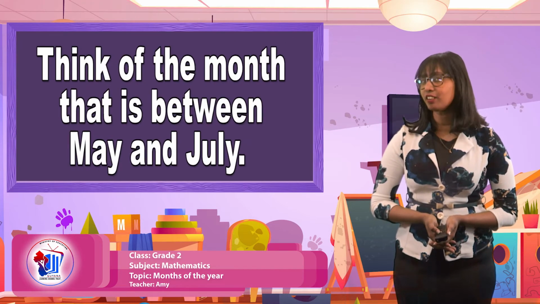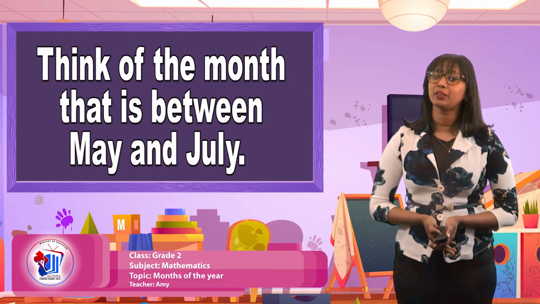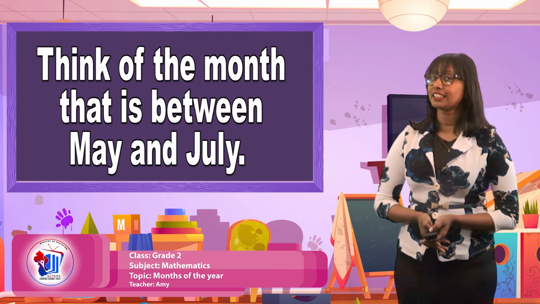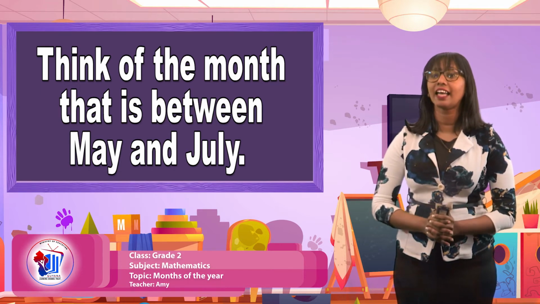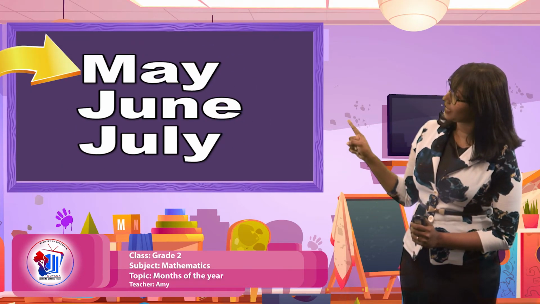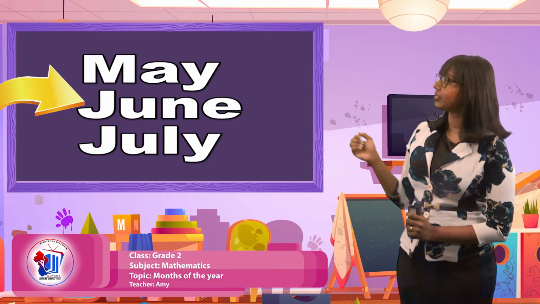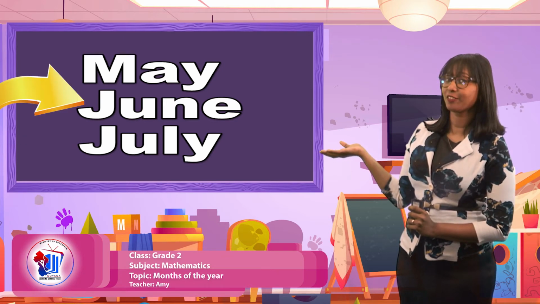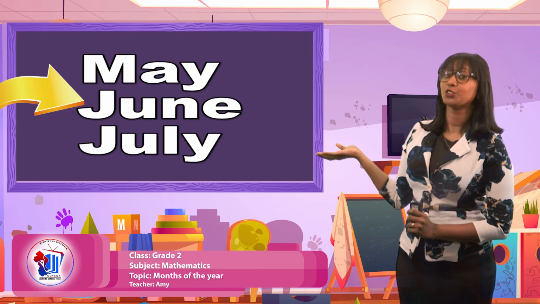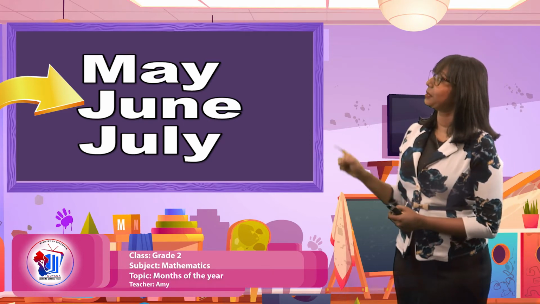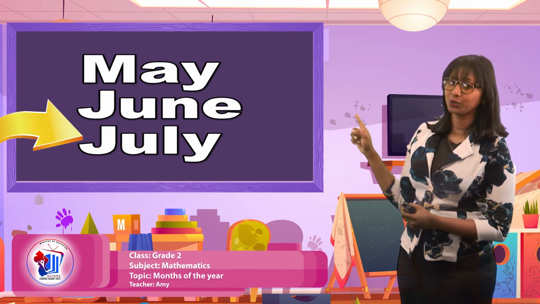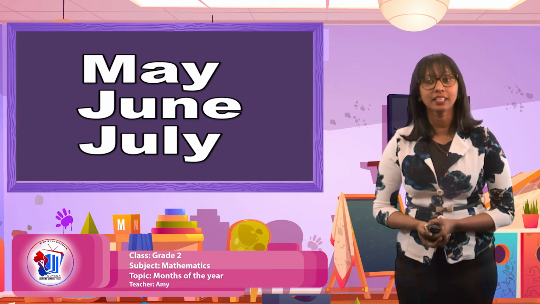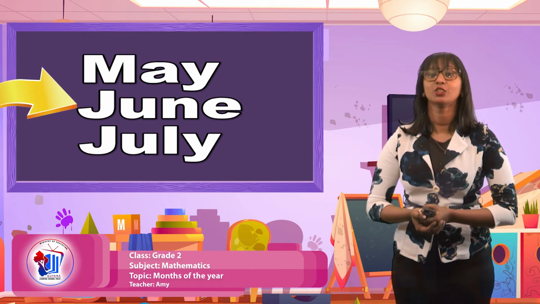I want you to think of a month that is between May and July. So we have May, then we have this month, and then after this month we get July. Can you think of that month? That month is June. Good job. It is May, June, and July. The month that is between May and July is June.